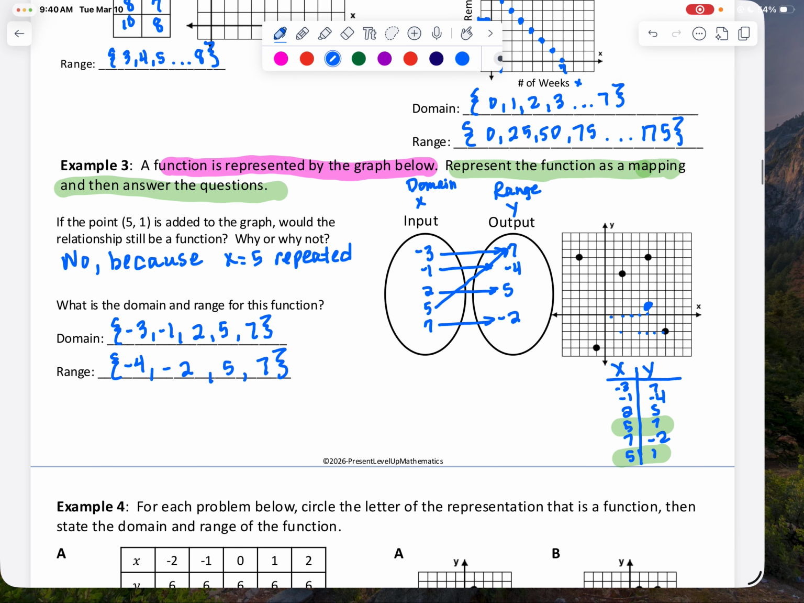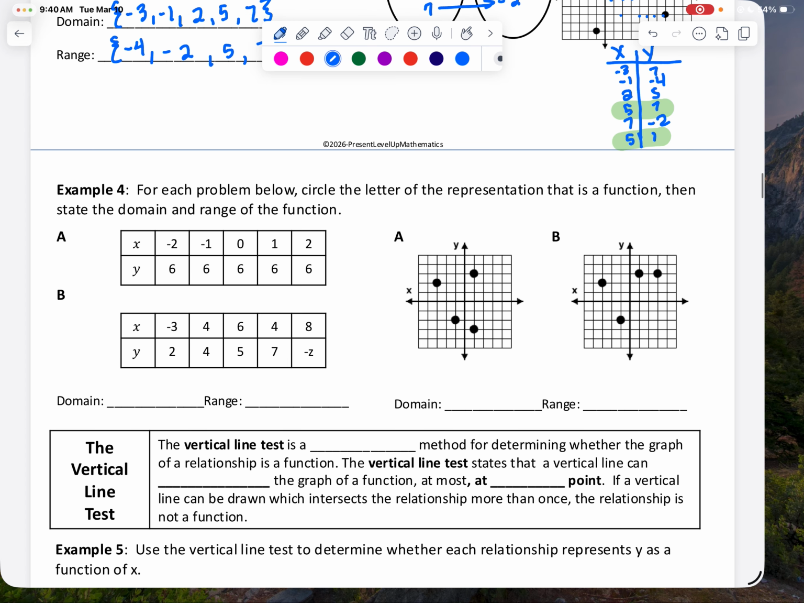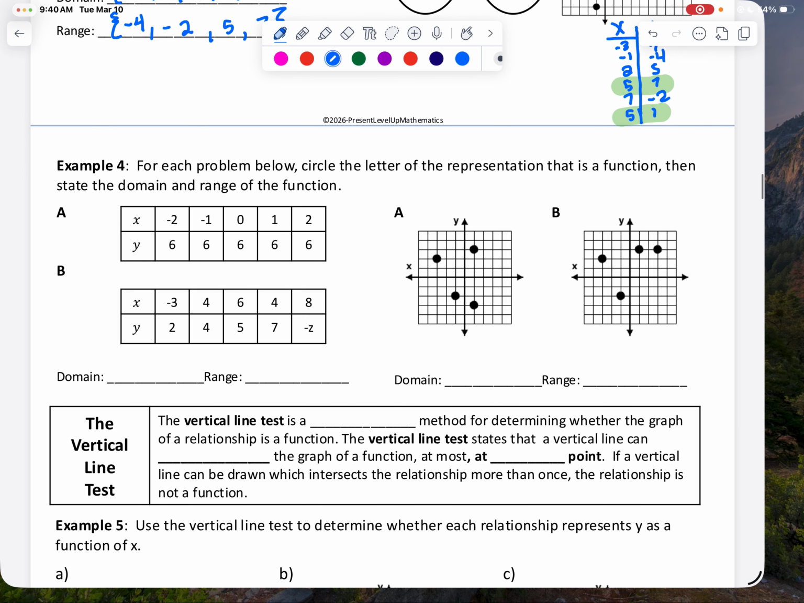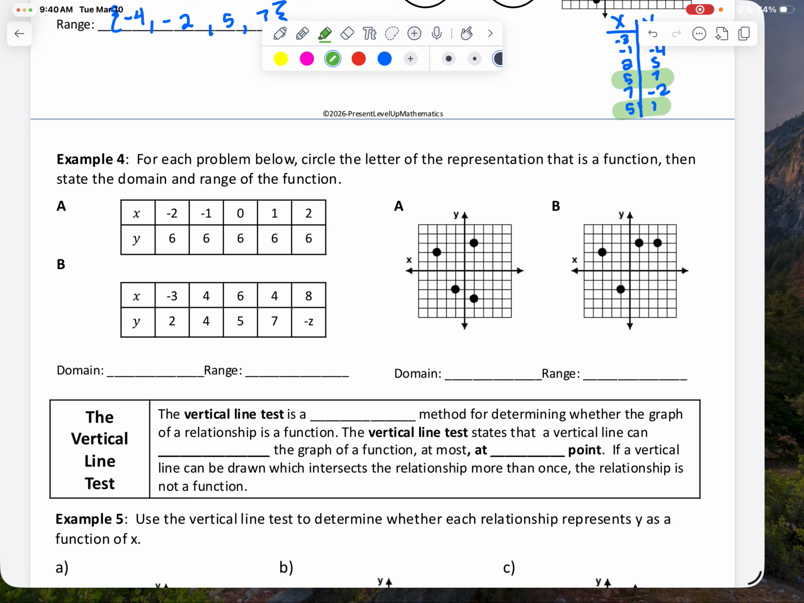All right, example 4. For each problem below, circle the letter of the representation that is a function and then state the domain and range of the function. So let's highlight in green what they're asking us to do. Circle the letter of the representation that is a function, then state the domain and range. All right, so two things here.